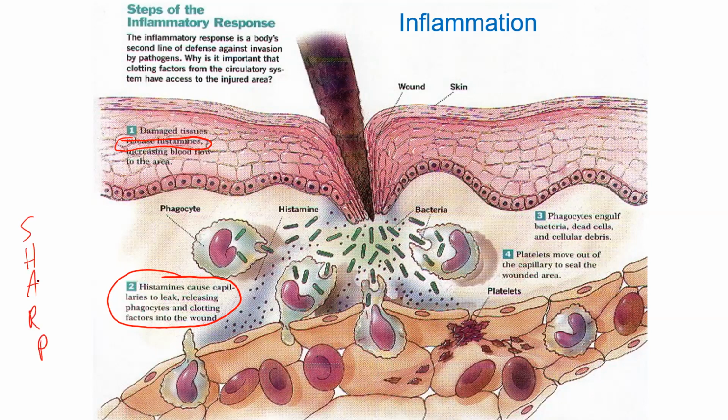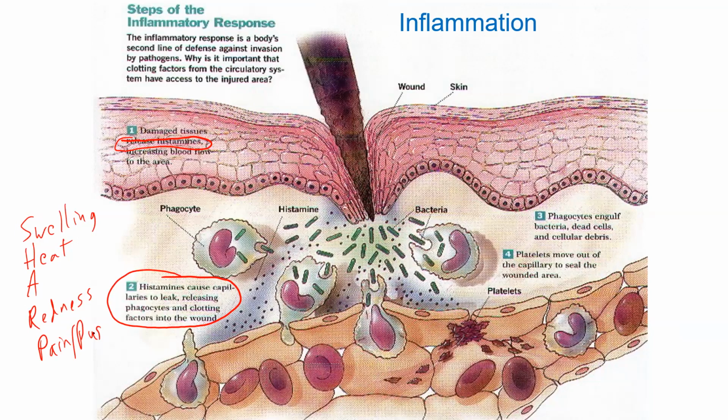So the symptoms of inflammation are sharp, right? So S is swelling, H is heat, I'm blanking on the A. Maybe there is no A. R is redness. P is pain or pus. So maybe the A wasn't in there.